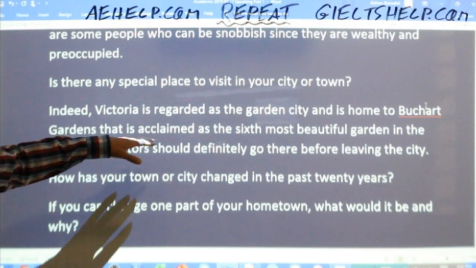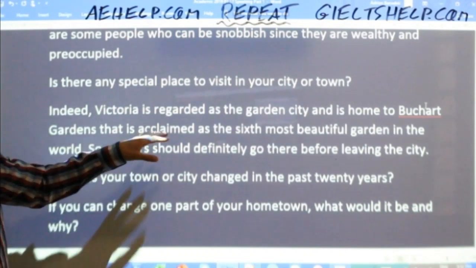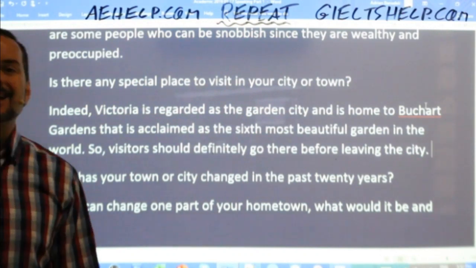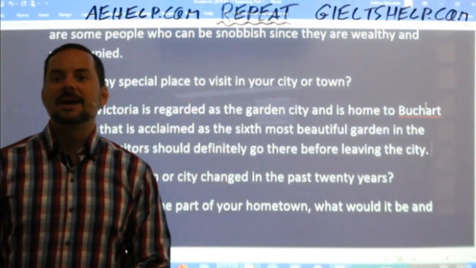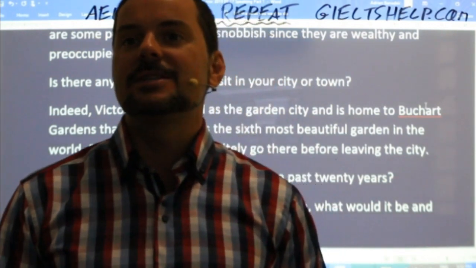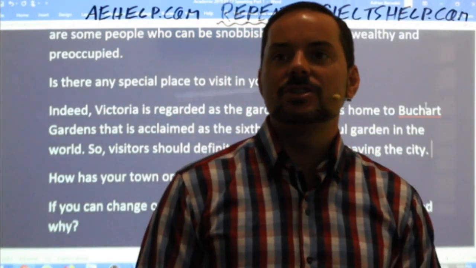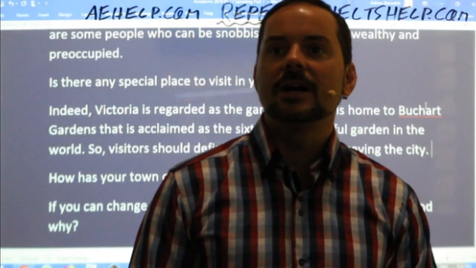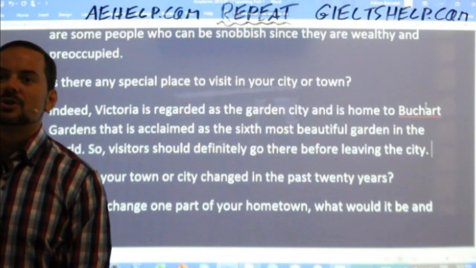Indeed, Victoria is regarded as the Garden City and is home to Butchart Gardens, that is acclaimed as the sixth most beautiful garden in the world. So visitors should definitely go there before leaving the city. All right. That's my answer. Let's see a couple more from students. Pachu says, yes, there are historical places situated in Janakpur, which is famous for its tourist attractions. It was the place where the god Ram and goddess Sita were married together. Pachu, very interesting. Thanks for sharing that. And that was a good recommendation.